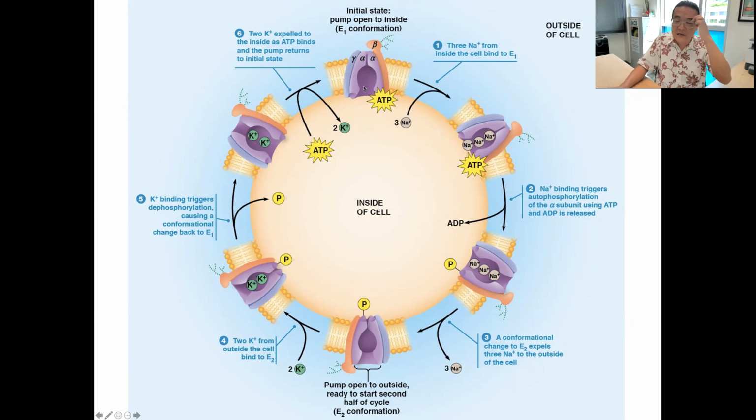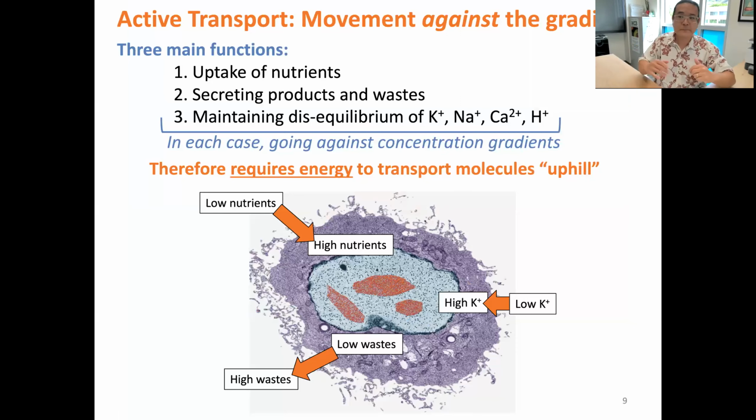So the important thing to keep in mind here is the need for energy, in the form of ATP, breaking high energy bonds, making lower energy bonds, and the consequences of that on changing the shape of this protein. All right. So active transport is all about movement against the gradient.